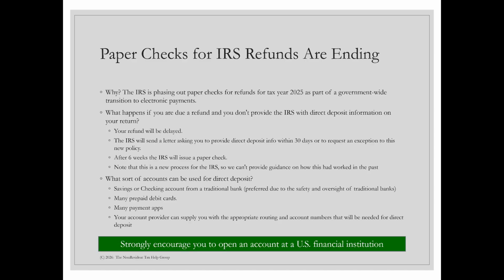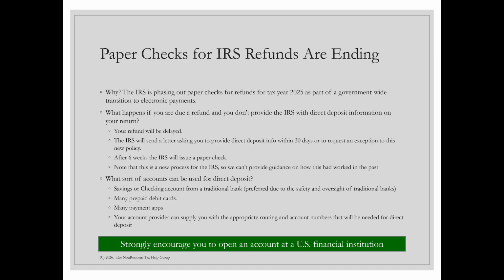So we are encouraging everybody to try to have an account that they can use for direct deposit when they file their taxes. There are a lot of different options here. A savings or checking account from a traditional bank is a great one because there's a lot of regulatory oversight for those financial institutions. Many prepaid debit cards or payment apps also will have bank account direct deposit information that you can use to enter into the tax return as well. Whoever you have your account with, you can get your routing and account numbers from them. We'll also put together some options and have those out on the member website for everybody to look at to try to find something that will work for them.